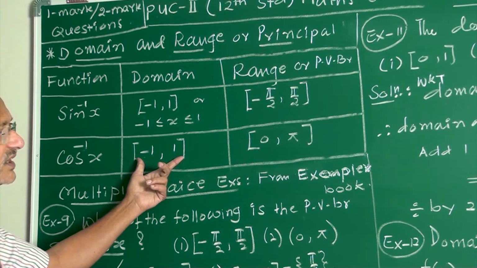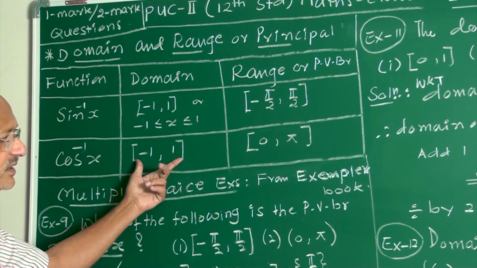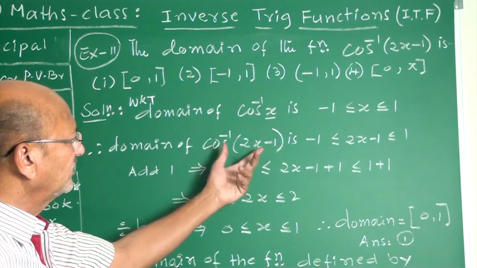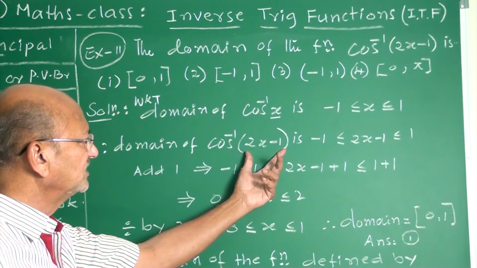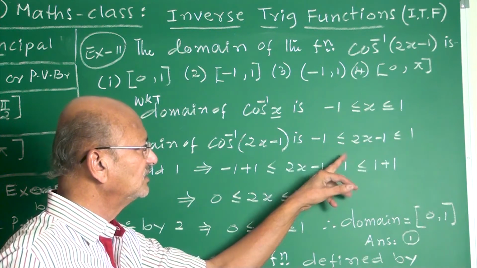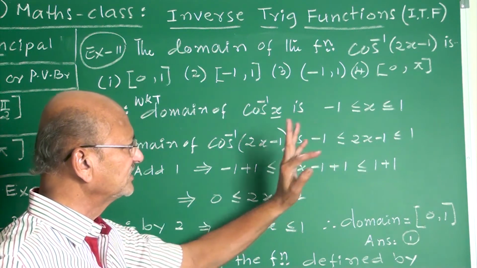Given that minus 1 is less than or equal to x less than or equal to plus 1, what is the domain of 2x minus 1? Instead of x, it is 2x minus 1. Then this 2x minus 1 lies between minus 1 and plus 1. You have to solve and get the x here.